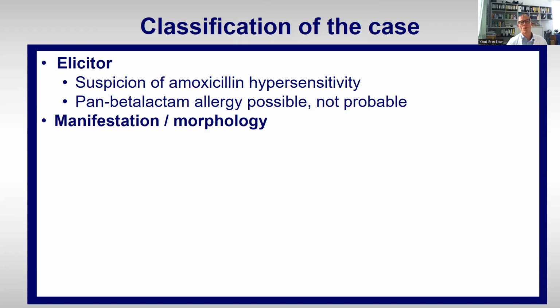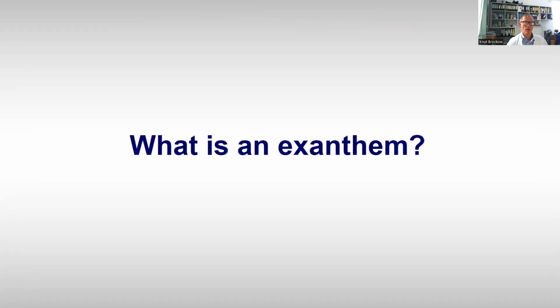This also gives you more information because you know that in amoxicillin hypersensitivity, you mostly have got a limited allergy to the aminopenicillin side chain, and very rarely only to the beta-lactam moiety, so that a pan-beta-lactam allergy, although it's not impossible, it is really not probable. In terms of manifestation and morphology, you find an exanthem.